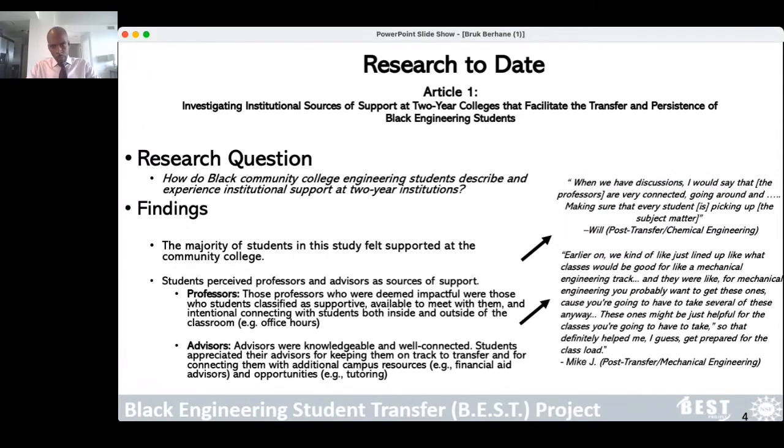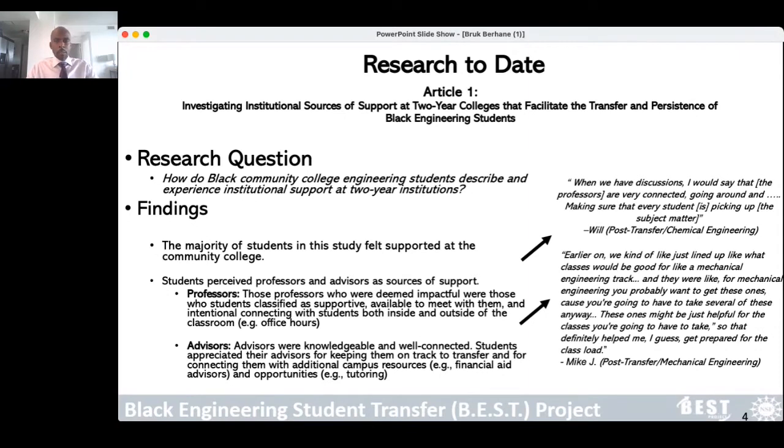One of our students said, when we have discussions, the professors are very connected, going around and making sure that every student is picking up the subject matter. The advisors are generally described as knowledgeable and well-connected. I won't read that slide to you. You can sort of read it for yourself. But again, the students feel very supported, very privileged to be a part of their advising community.